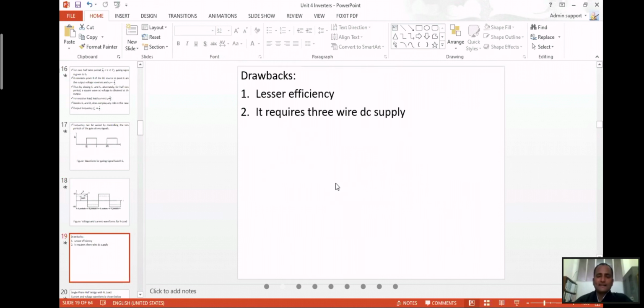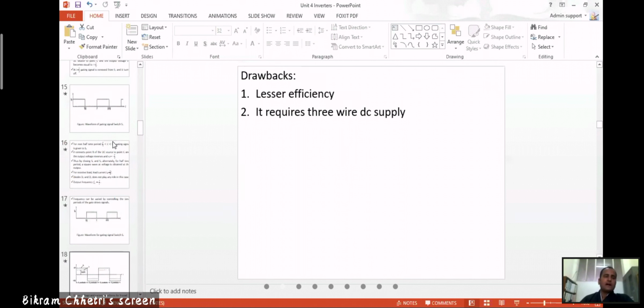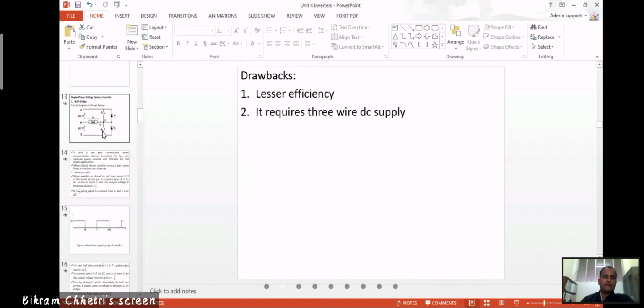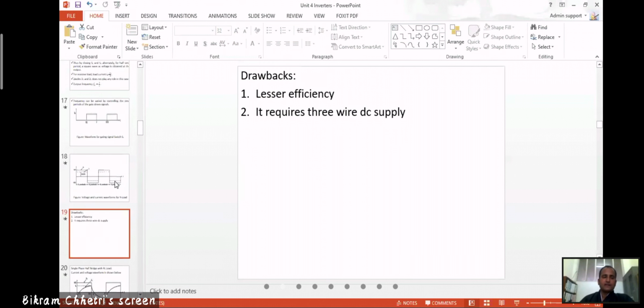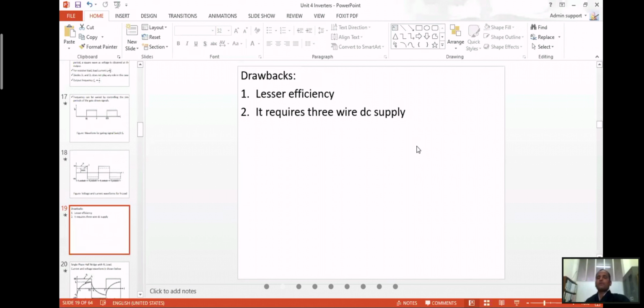The drawback is lesser efficiency. In the case of this single phase voltage source inverter, the half bridge, the efficiency is quite low. It also requires a 3-wire DC supply.